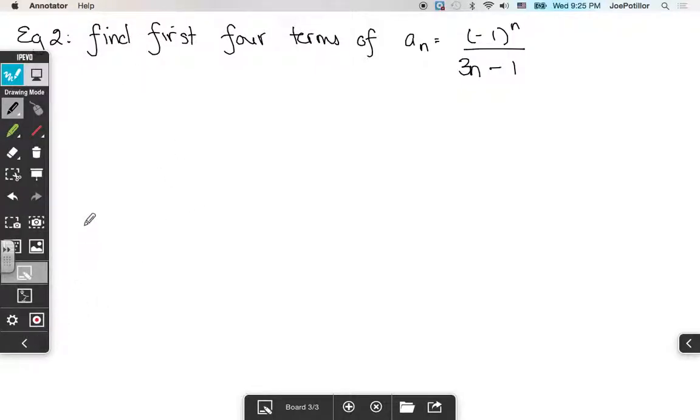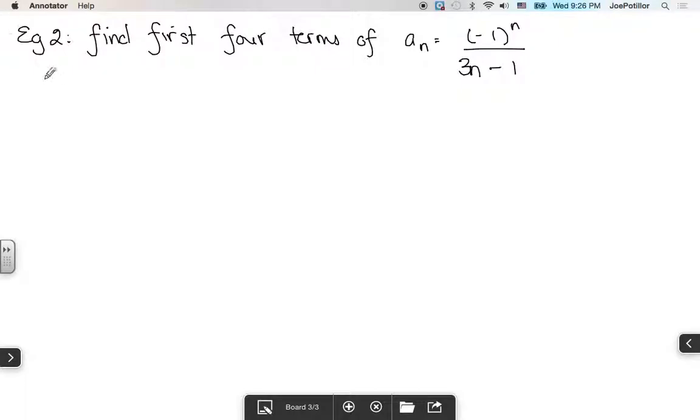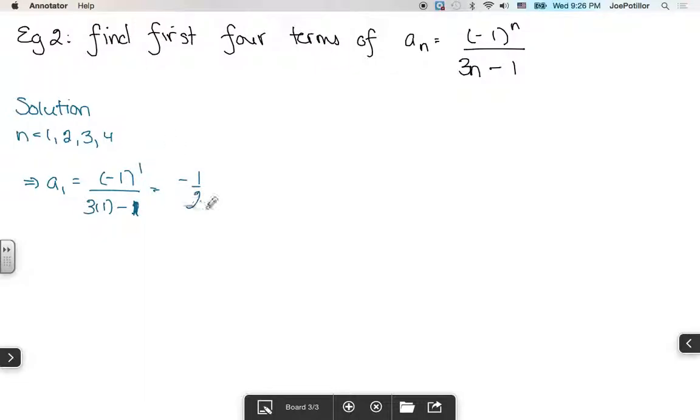So once again, we figure out the solution by plugging in 1 through 4, obviously, to get each term of the sequence. In this first situation, we have a sub 1 is equal to negative 1 to the first over 3 times 1 minus 1. Negative 1 to the first power is, of course, negative 1. And 3 minus 1 is, of course, 2. So that will be negative 1 half.